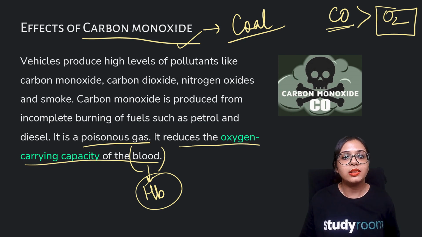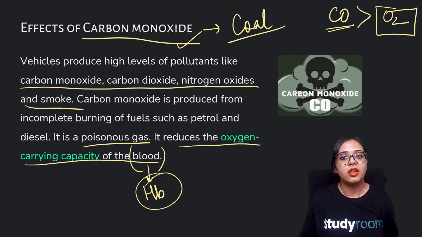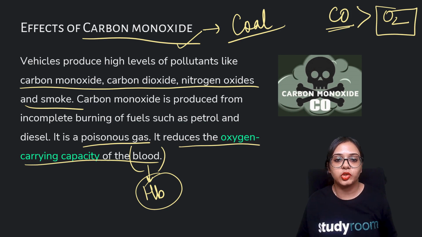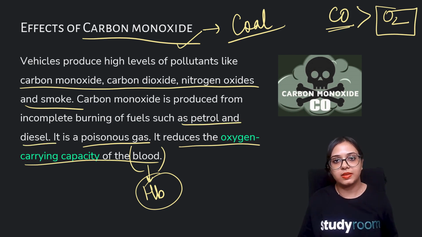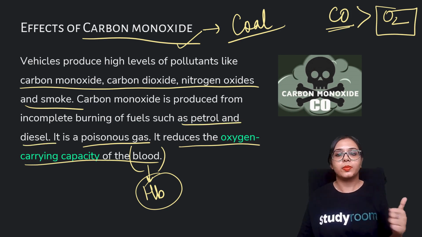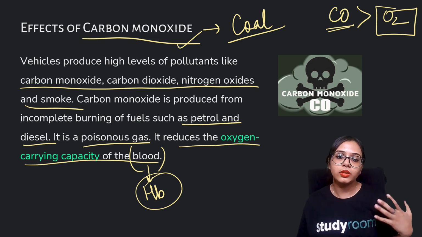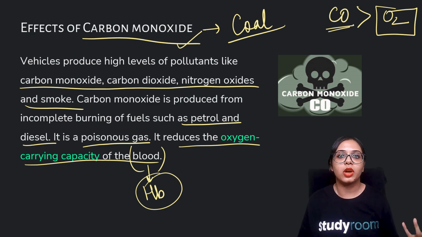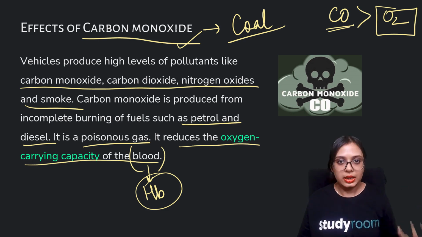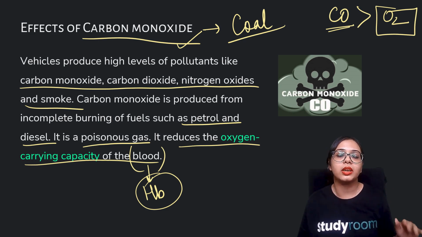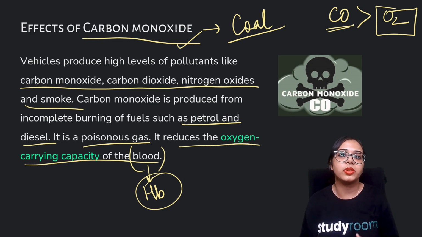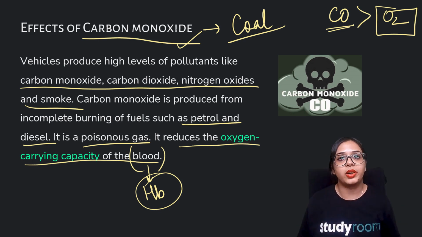Vehicles produce high levels of pollutants like carbon monoxide, carbon dioxide, nitrogen oxides, and smoke. The other source of carbon monoxide is the incomplete combustion of fuels such as petrol and diesel. I told you in the previous chapter, combustion and flame, that there is a complete combustion of carbon and an incomplete combustion of carbon. Complete combustion of carbon releases fewer pollutants. They are still pollutants, but less harmful as compared to the ones emitted when there is incomplete combustion of carbon.